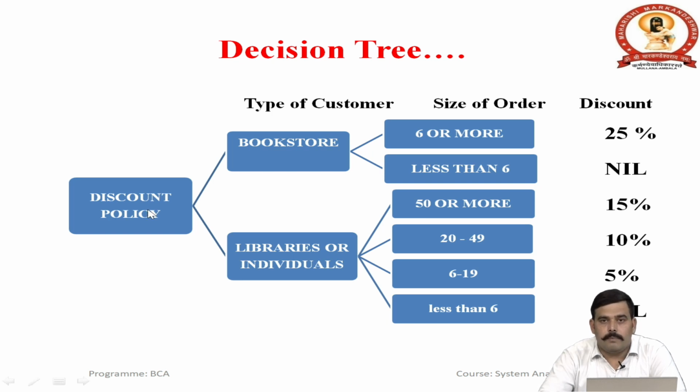Like first of all we have the discount policy statement, and we have two types of customer here, bookstore, libraries or individual. There are two conditions or two types of size of order for the bookstore, like 6 or more or less than 6. So, the discount policy decision tree can be understood for the bookstore like this. If the type of customer is bookstore and they are ordering 6 or more, it means at least they are ordering 6 books or more, the discount will be 25.